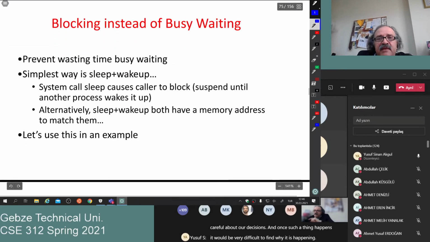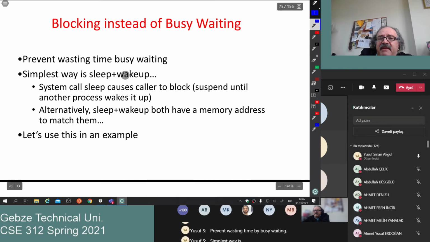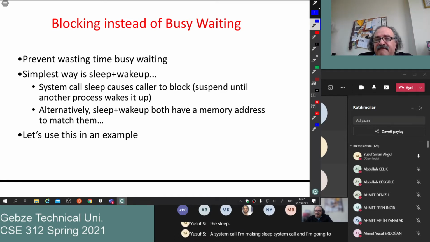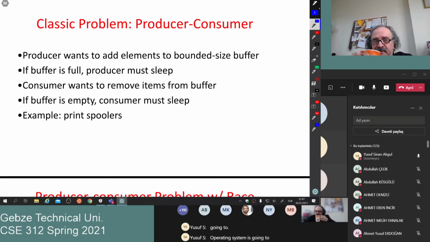Okay, so the idea is this: prevent wasting time by busy waiting. The simplest way is sleep and wake up. Okay, so we need to have system calls. I'm going to call the sleep system call. I make a sleep system call, and I'm going to block myself, and whenever the lock is available, the operating system is going to wake me up.